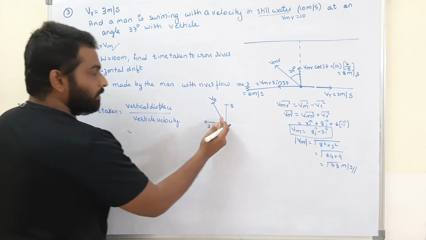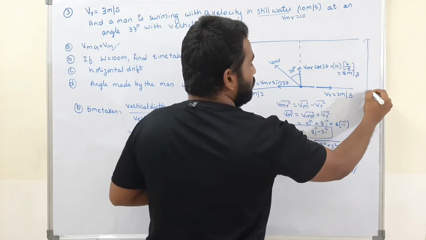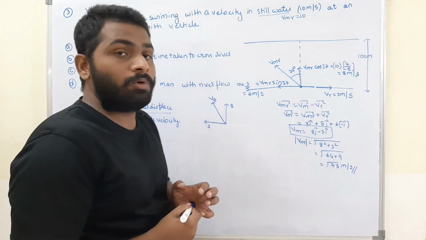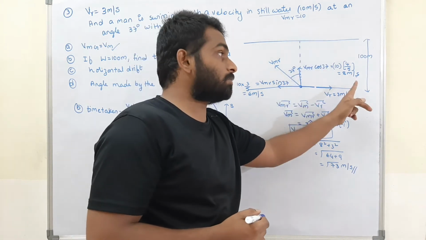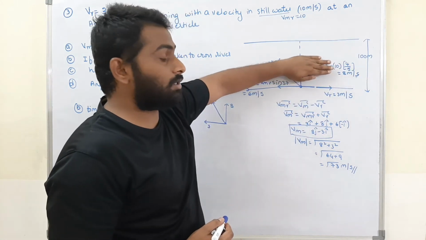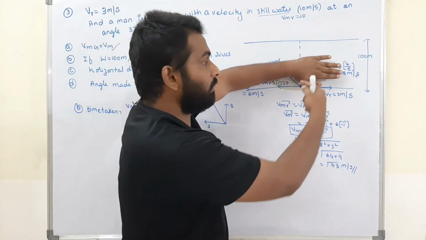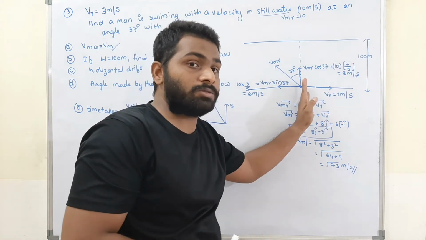What is the vertical displacement? The width of the river is 100 meters. Now with what velocity is the man crossing the river? Vertically he is moving with a speed of 8 meters per second. If there is no vertical velocity, the man can't cross the river. He will move either this side or that side, that's all. But because of the vertical velocity only, the man is crossing the river.